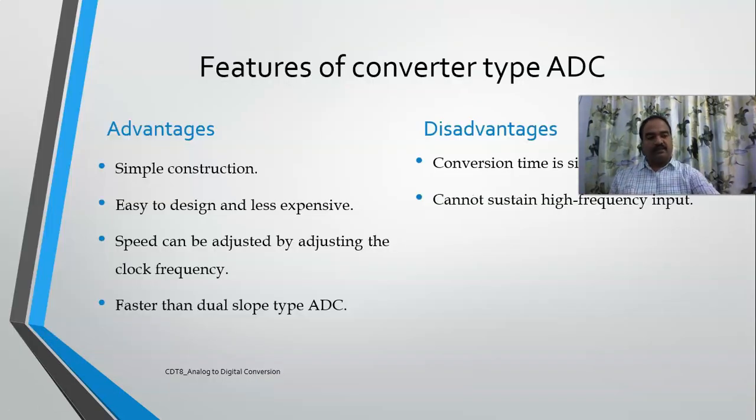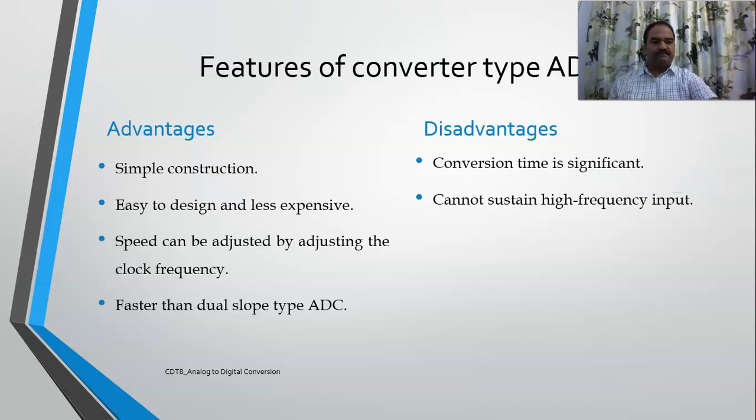It is one of the simplest ones. Very simple in construction, easy to design and very less expensive because it requires only a few components. What are the few components? A binary counter, a comparator and a DAC. And the speed can be adjusted by adjusting the clock frequency. If you increase the clock frequency, then it becomes a speedier one. And it is faster than the dual slope type ADC, which we will see in the next video.